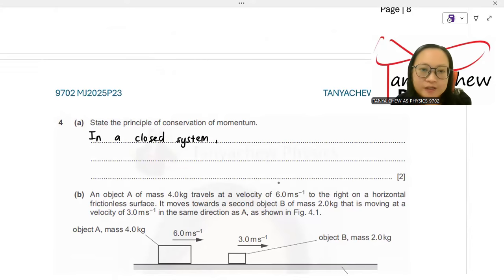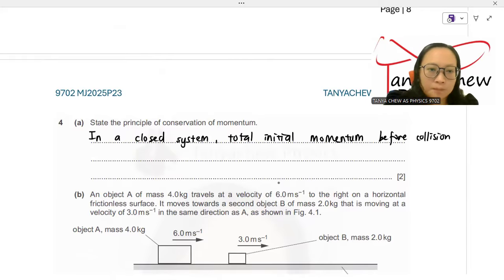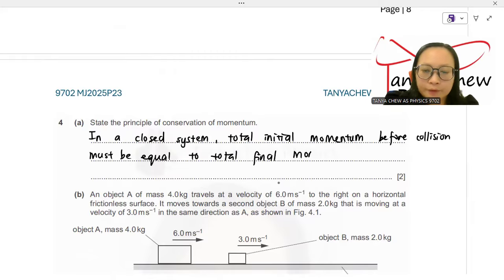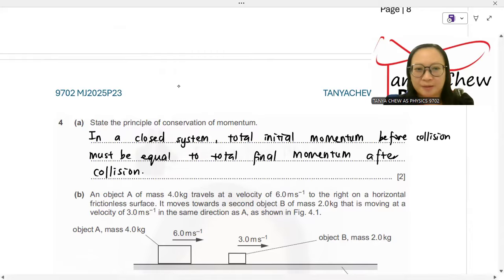In a closed system, the total initial momentum before collision must be equal to the total final momentum after collision. That's the principle of conservation of momentum.